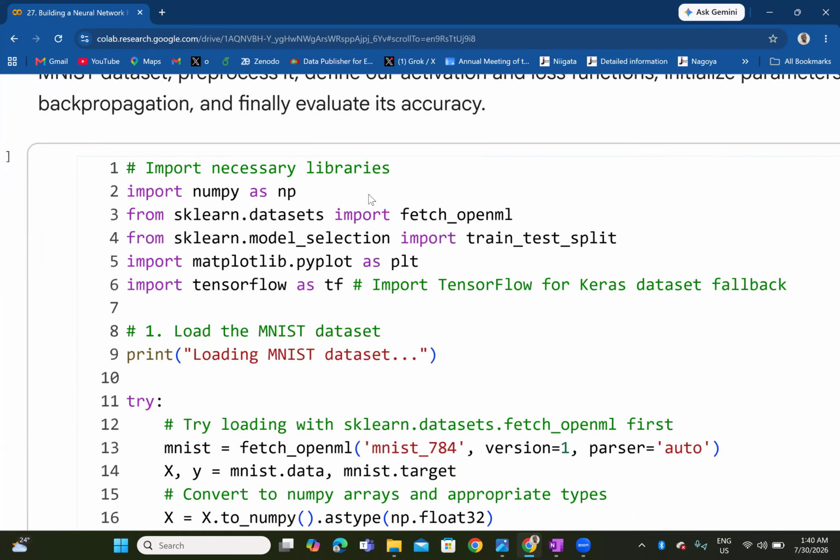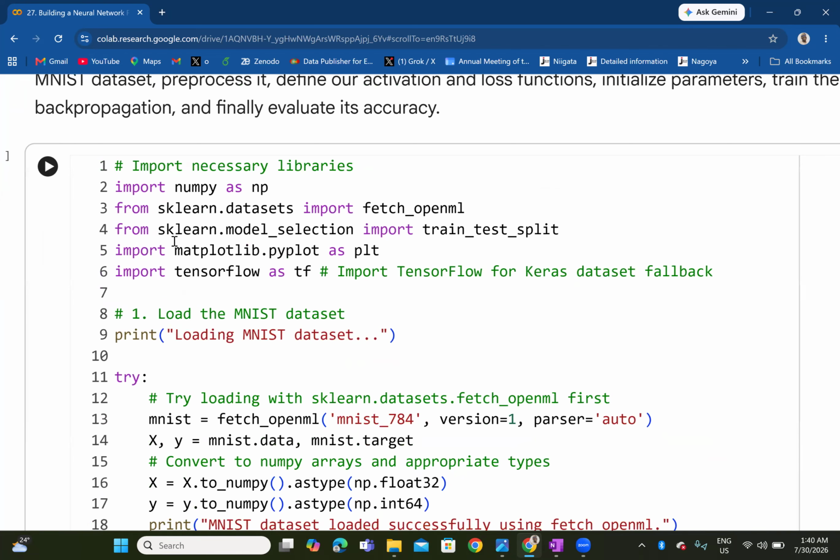Here we import necessary libraries like NumPy. We are building from scratch, so no PyTorch. Oh, we have TensorFlow still coming in here. So import TensorFlow for Keras. This is for the Keras dataset fallback here. Then you have sklearn model_selection, train_test_split.